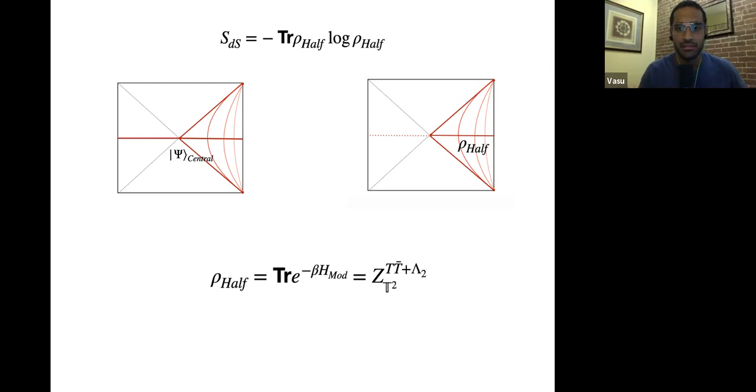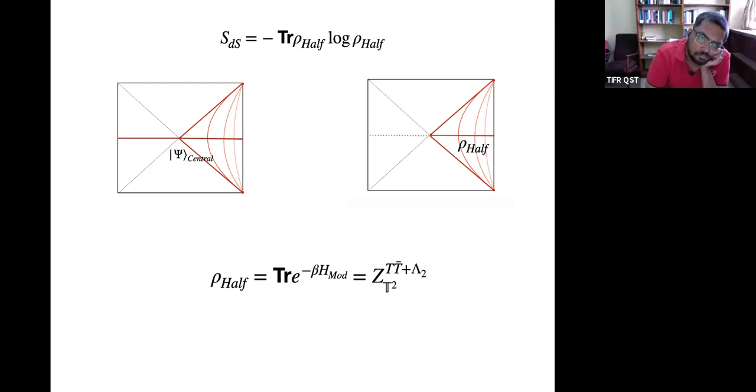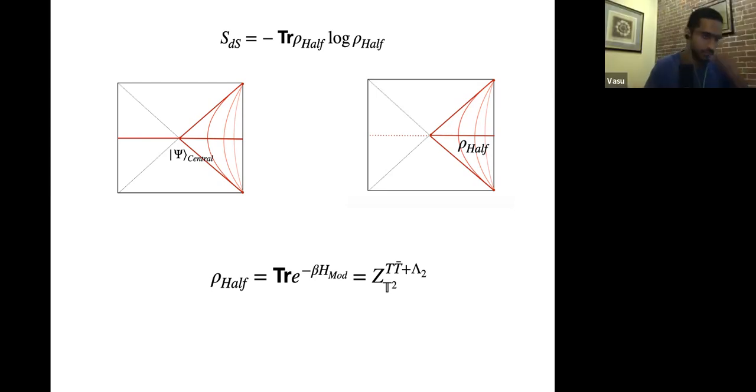Okay. So thank you for those questions. So this is just the outline of where the calculation will go.